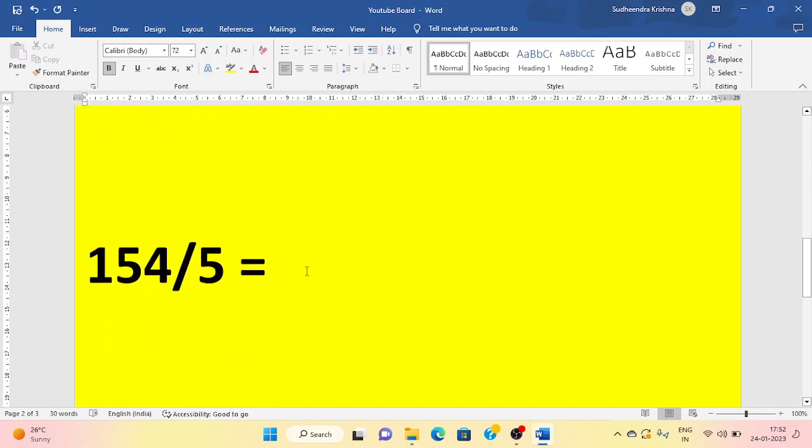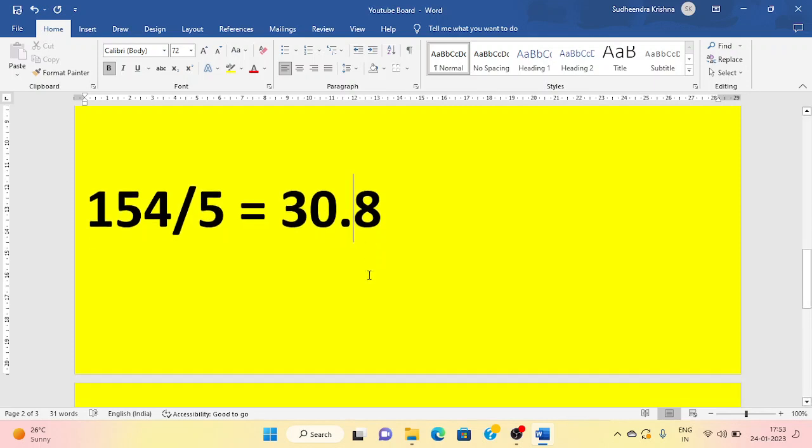Now let us take a 3-digit number. 154 divided by 5. First you multiply 154 by 2. 154 into 2 is 308. So now from the right side you leave one digit and put a dot. So 154 divided by 5 is equal to 30.8.